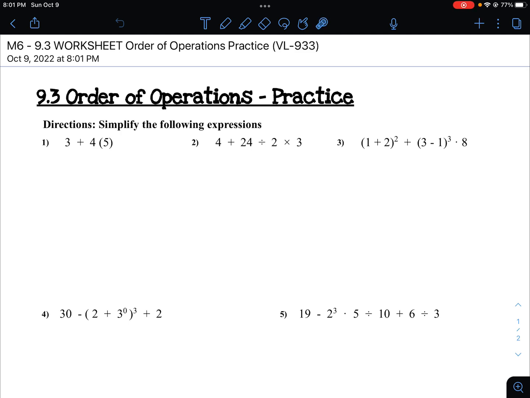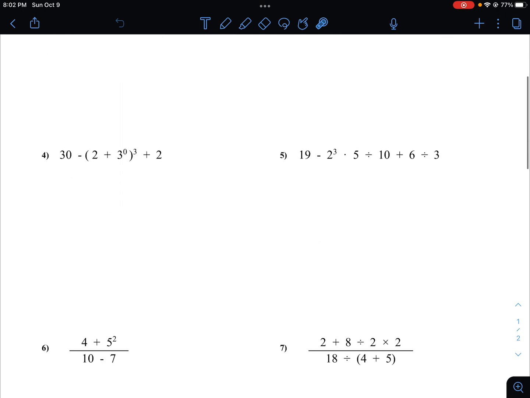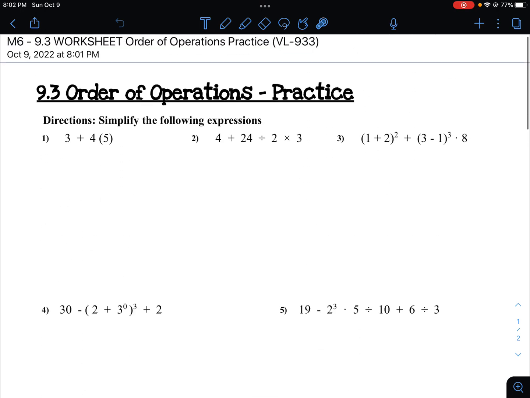In this video, we are going to go over some order of operation problems. Let's begin. So we just need to simplify these 7 expressions.